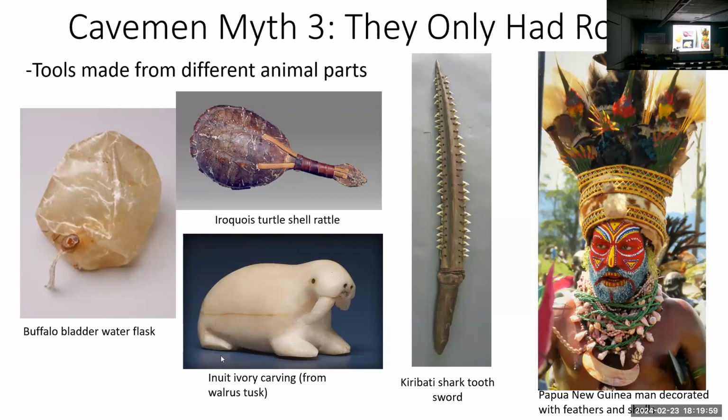Here's a rattle made out of a tortoise shell. Here's a case of an Inuit carving. It's carved out of walrus tusk, and they carved a little walrus out of it, which is kind of fun. This is a weapon. It's made out of wood, but on the sides it's been covered in shark teeth as a way of poking enemies.